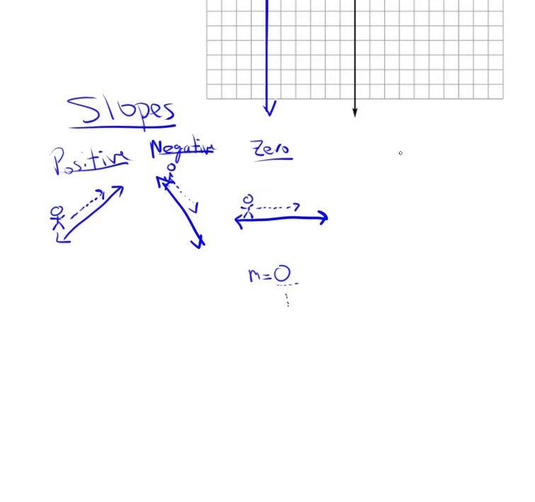Then we have our other vertical line, and this one is that undefined. So we still have our slope guy, and he is falling. And what does he say when he falls? Undefined.